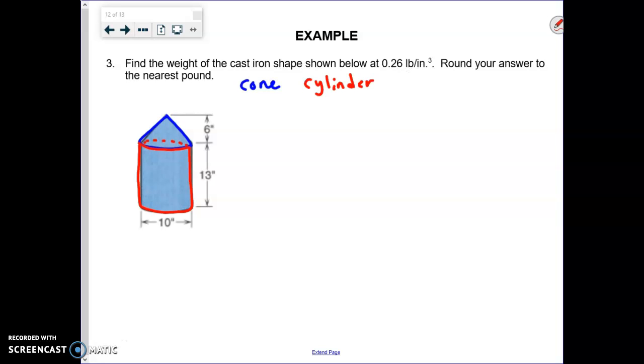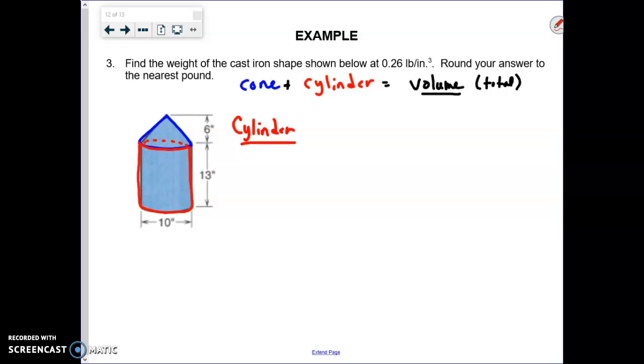Now, what are we going to do with those? We're going to find volume because we want the weight of it. So probably we're going to take the volume of the cone plus the volume of the cylinder and get the total volume of that entire object. Then we'll have to do a conversion to get it over to pounds so we can measure the weight. So let's start first of all with the cylinder.